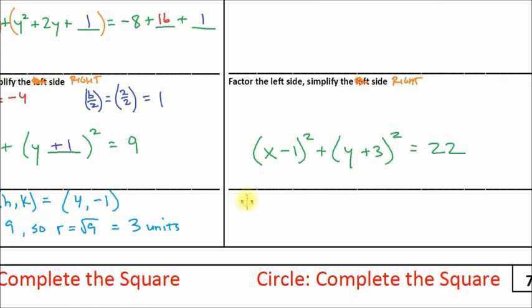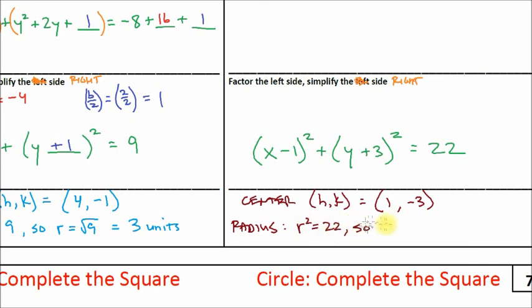Last thing let's do is let's go ahead and identify the center, which is going to be at h, k. Our h value here is 1. Our k value is negative 3. I flipped the sign on both of those. And then the radius for this one, we know that r squared equals 22. So r is equal to the square root of 22.